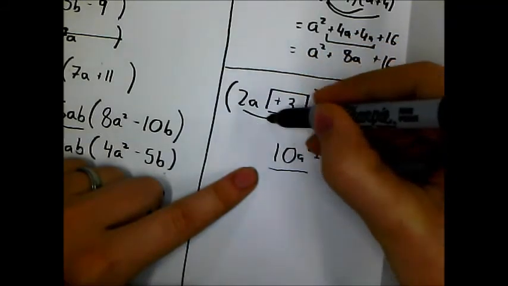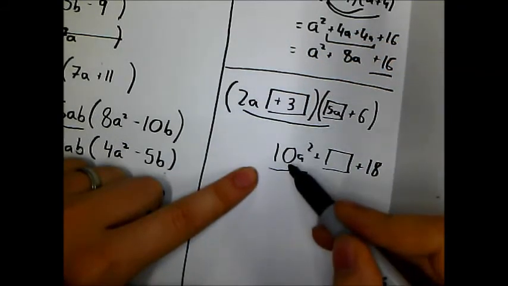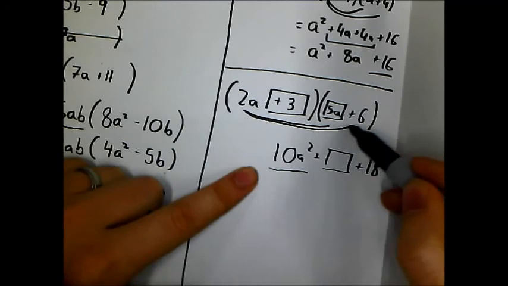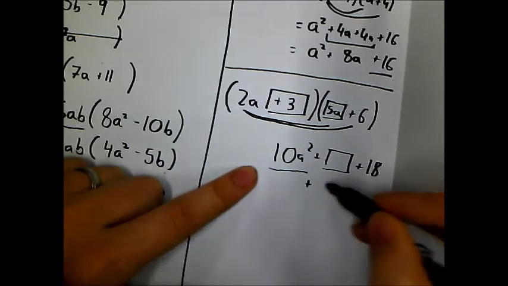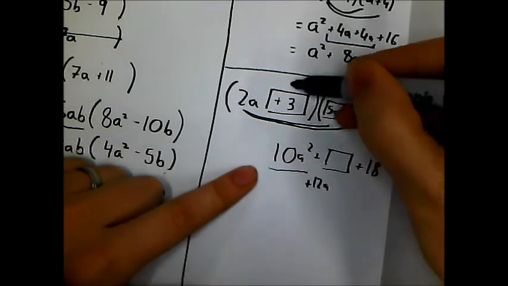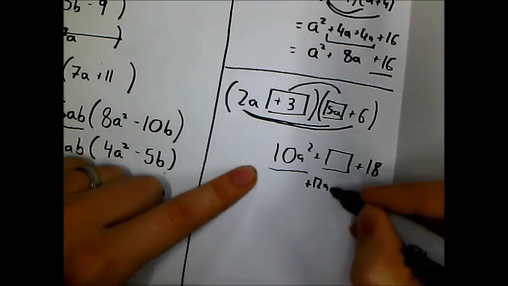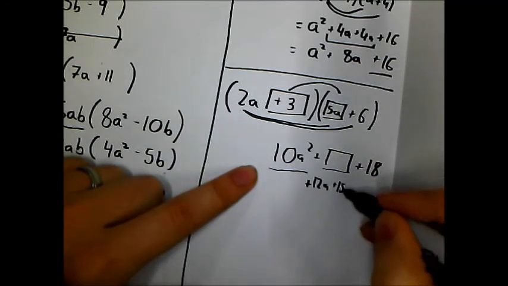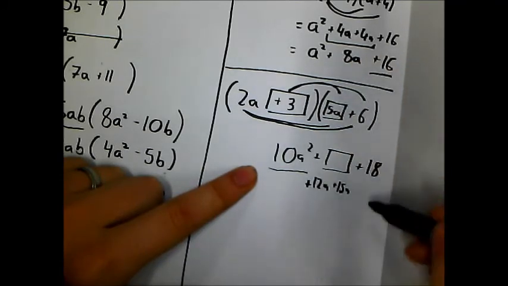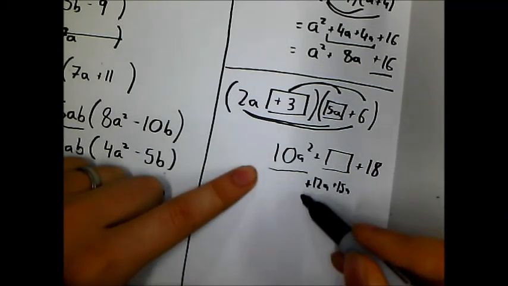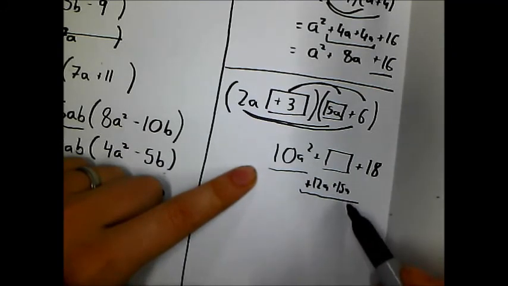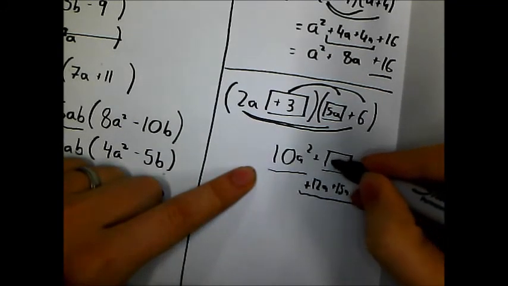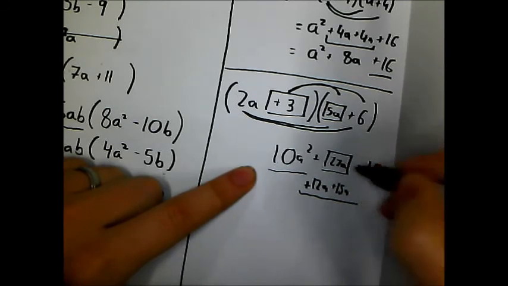So, 2a times 5a is 10a squared. 2a times 6 is positive 12a. 3 times 5a is positive 15a. And 3 times 6 is 18. So now just combine those bits up to get the missing number in the box. 12a plus 15a is going to give us 27a.